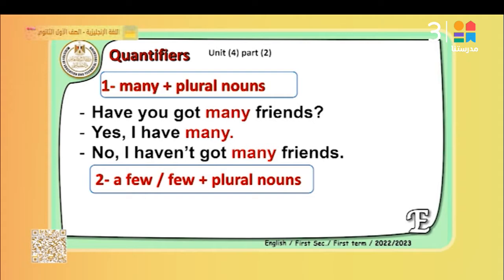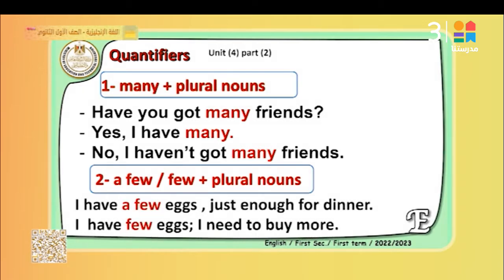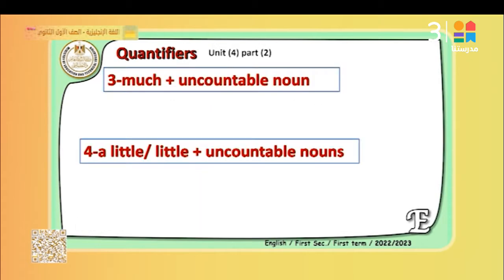A few or few. What is the difference between few and a few? A few means little, but it will be enough. But the word few means very little. It will not be enough. Look at the example. I have a few eggs, just enough for dinner. So I have a little number of eggs, but they are enough. So here we use a few. But if I say I have few eggs, I need to buy more. So here they are not enough and we need to buy more. So with countable nouns, we use many for a large number and a few for a small number.